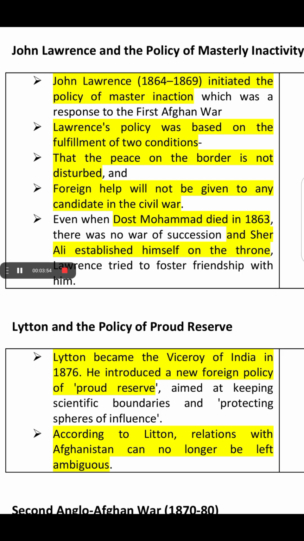So John Lawrence, in 1864 to 1869, initiated the policy of masterly inactivity, which was a response to the first Afghan war. Lawrence's policy was based on the fulfillment of two conditions: that the peace on the border is not disturbed and foreign help will not be given to any candidate in the civil war. Even when Dost Muhammad died in 1863, there was no war of succession, and Sher Ali established himself on the throne, and Lawrence tried to foster friendship with him.